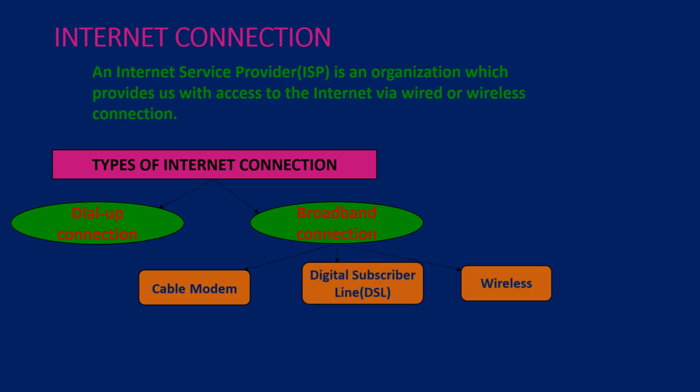Cable modem is a type of broadband connection that uses the cable television infrastructure. This is fast but not available in all areas.